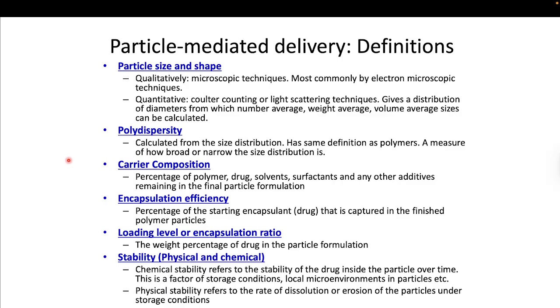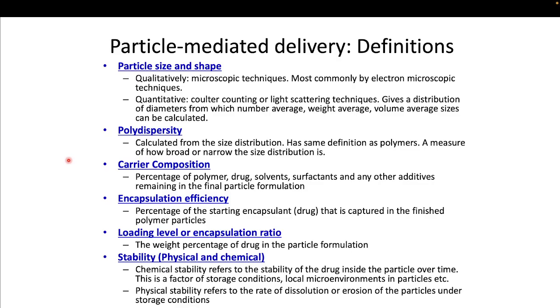Then you have carrier composition. This just deals with the percentage of polymer. Whenever you have micro and nanoparticles, it is not just your drug, right? Your drug is encapsulated in a polymer. So you need to know how much of this formulation is your polymer, and how much of this formulation is your drug. There might be some of the solvents you are using along with this. There could be some of the surfactants you use in the formulation. So what do surfactants do? They help you in avoiding aggregation of these particles, or there could be any other additives in the final particle formulation.